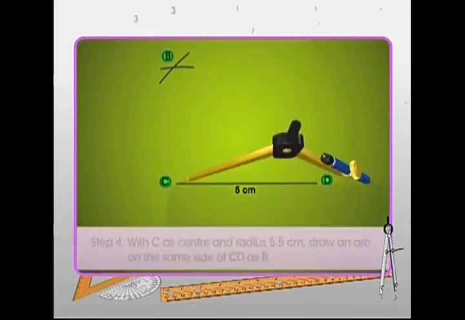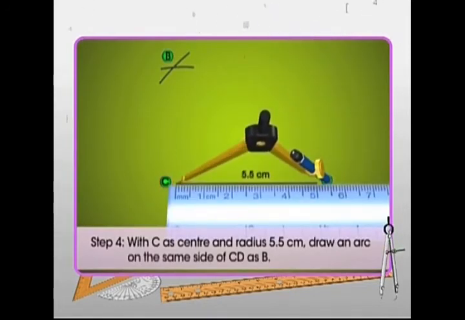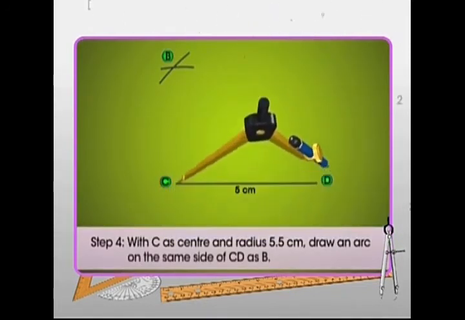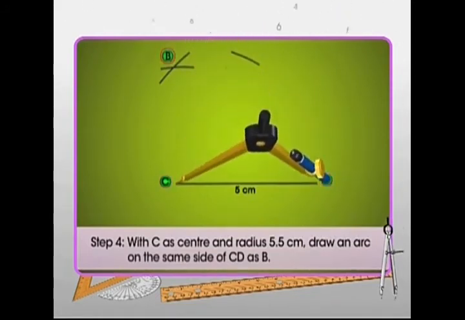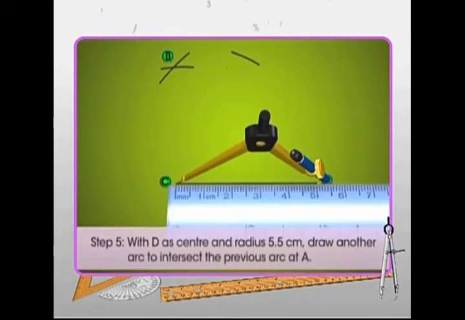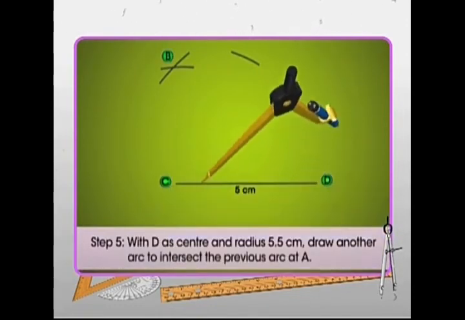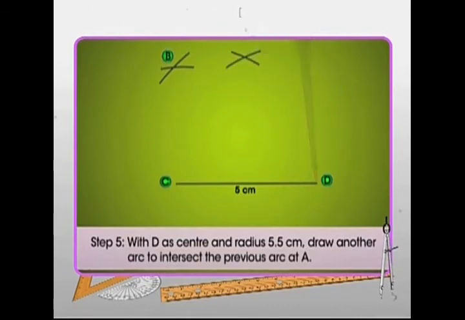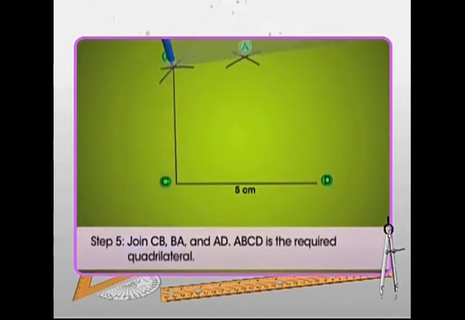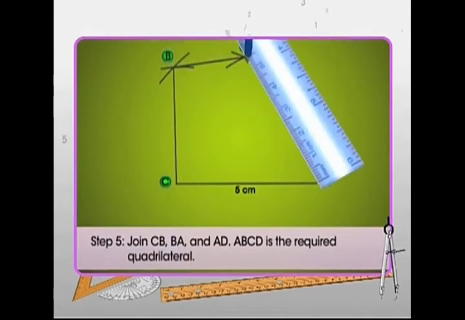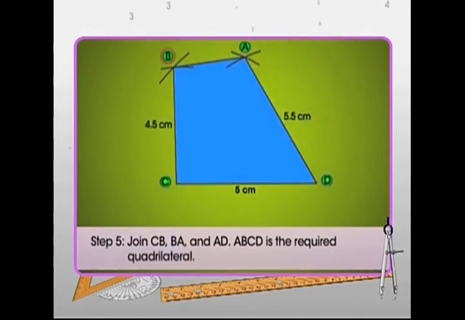With C as center and radius 5.5 centimeters, draw an arc on the same side of CD as B. With D as center and radius 5.5 centimeters, draw another arc to intersect the previous arc at A. Join CB, BA and AD. ABCD is the required quadrilateral.